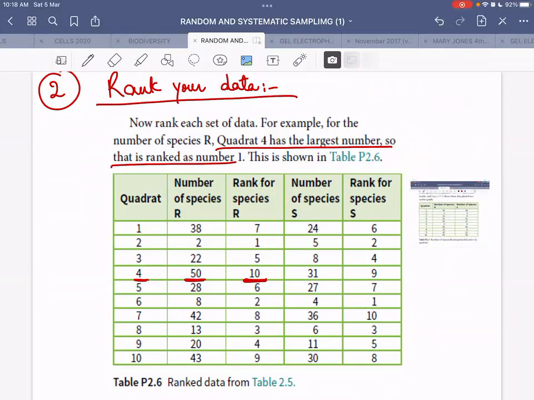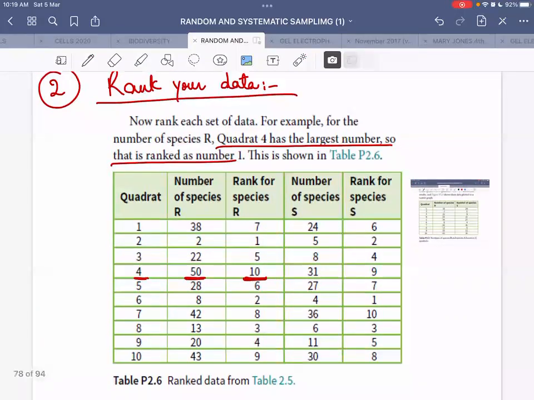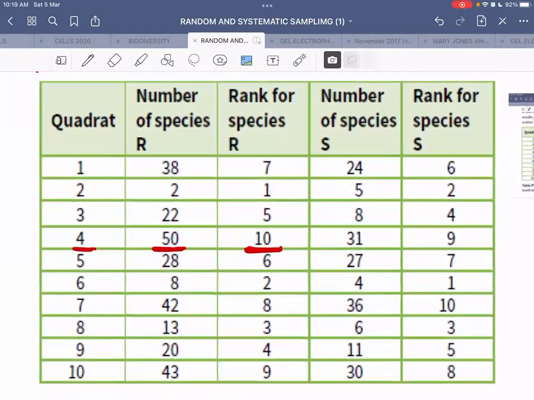We are ranking this data कैसे? कि for example, for the number of species R, quadrat 4 has the largest number, so it is ranked as number 1. ये देखो, कुछ समझ आ रहा है कैसे ranking की है?